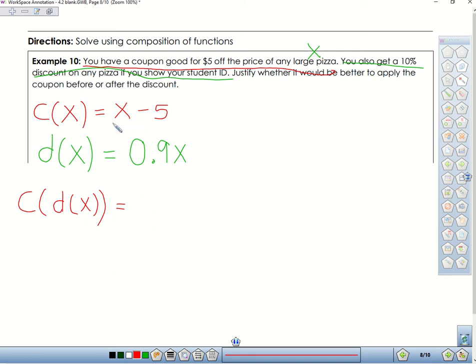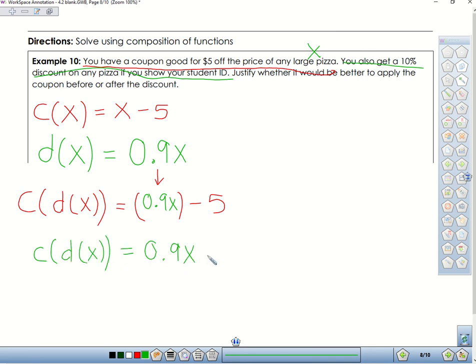So you take C of x and you replace the x with what? 0.9x. So C of D of x is equal to 0.9x minus 5. So this is where you did the 10% off, and then you applied the coupon. Okay, 10% off, then you did the coupon. So this is discount, then coupon.